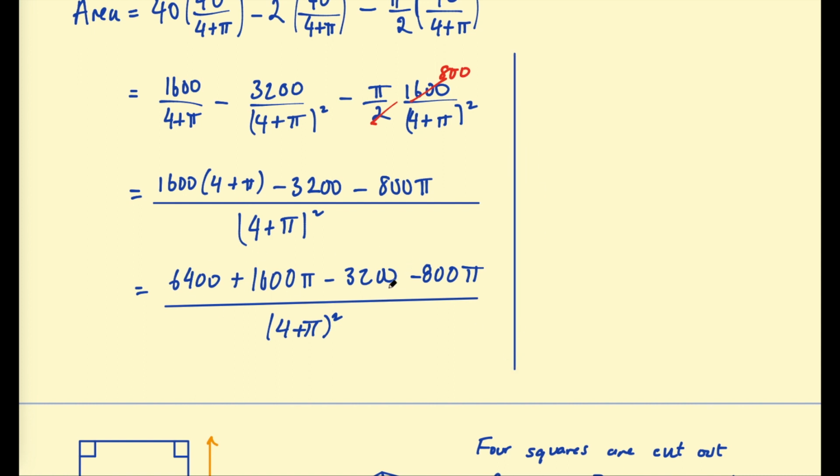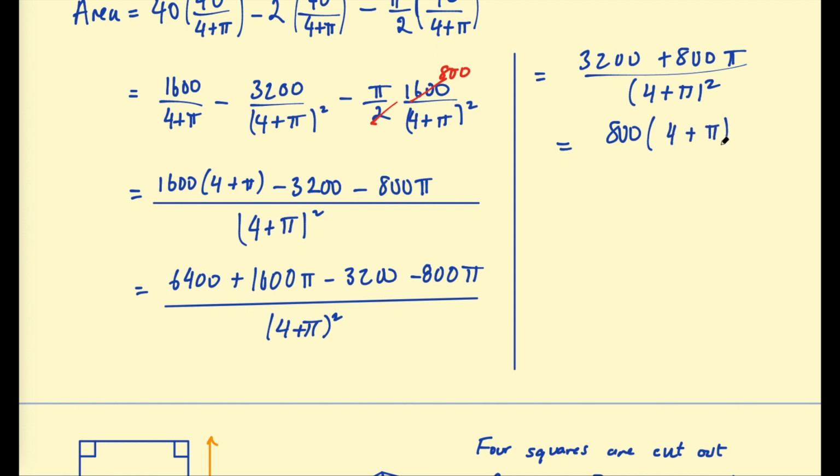Let's combine the like terms in the numerator. 6400 take 3200 is 3200. So this is going to be 3200. 1600 take 800 is 800 pi, all over 4 plus pi squared. And then factorize an 800 out of the numerator. That gives us 4 plus pi.